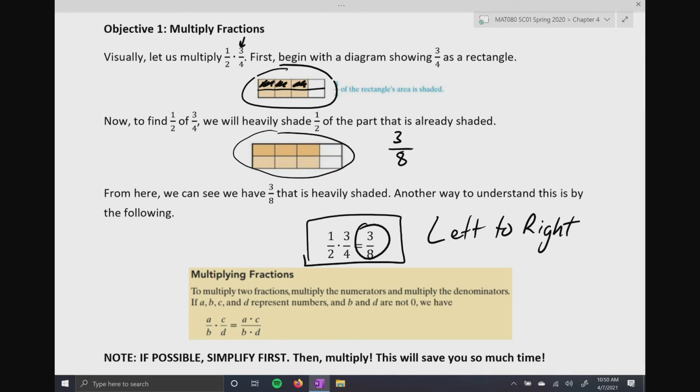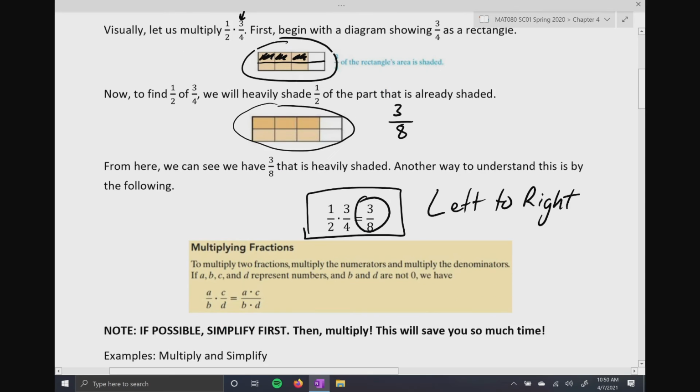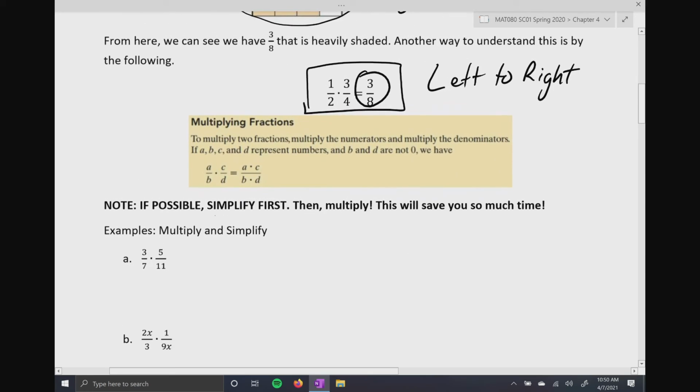But here's the catch. Anytime you have a fraction, you got to simplify. Okay? It's always easy if you simplify first and then you multiply second. So let me show you what I mean with this example right here.